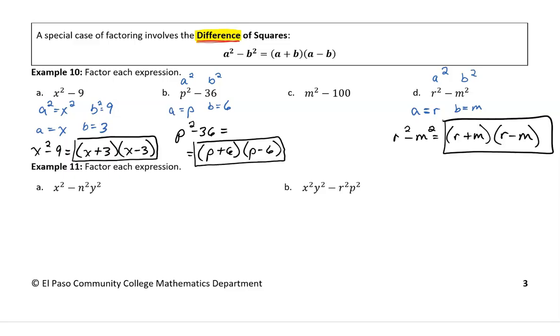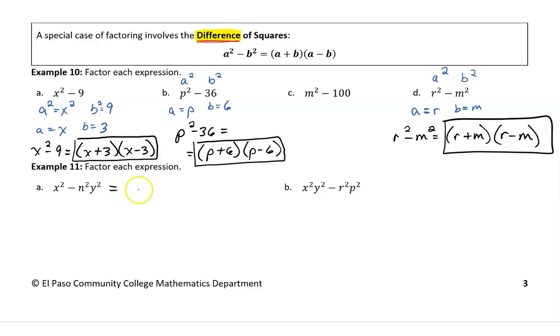Let's try them a little bit more intense, we might say. Example 11. We have all kinds of mixtures of things here. So on example 11a, we're looking to factor x squared minus n squared times y squared. So I have a lot of squares floating around here. It doesn't look exactly like my rule. The first part does, right? That's my a squared. That's pretty straightforward. But then my second term, it has two parts when my rule only has one.